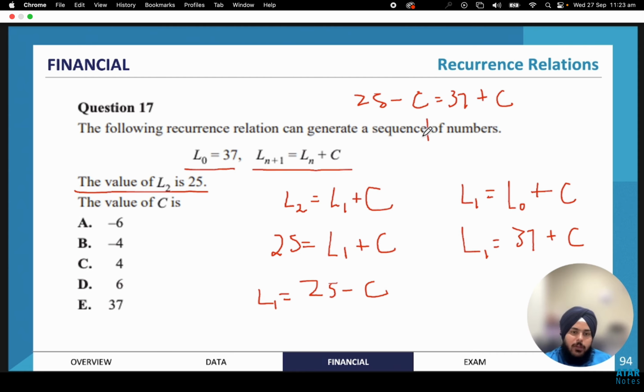Sorry, my working out is so messy, but then we can move this C to the other side. So we will get 2C is equal to, and then we can move the 37 to the left-hand side. So 25 minus 37, that would be negative 12. So therefore 2C is equal to negative 12, so C is equal to negative 6. Alternatively, this could have been easily solved on your calculator using the solve function. So the answer here is negative 6. A less conventional question, but definitely something that you are likely to get on the exam.